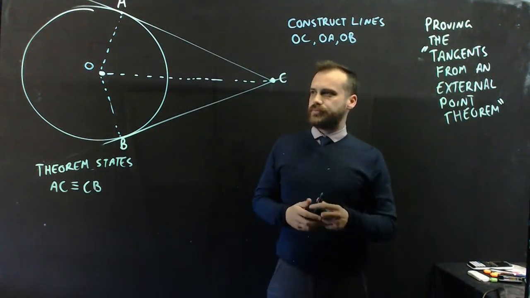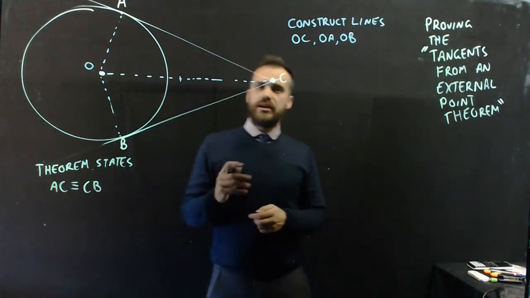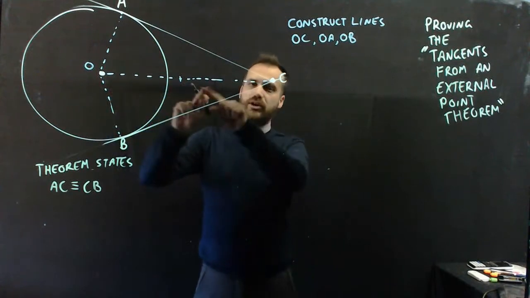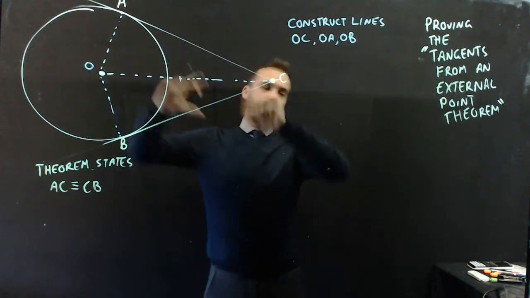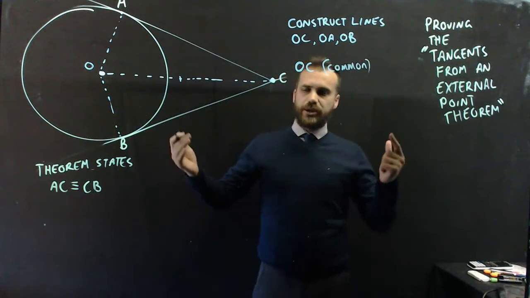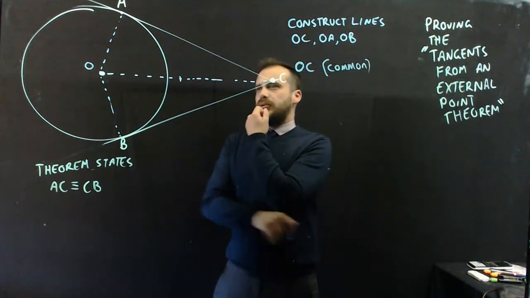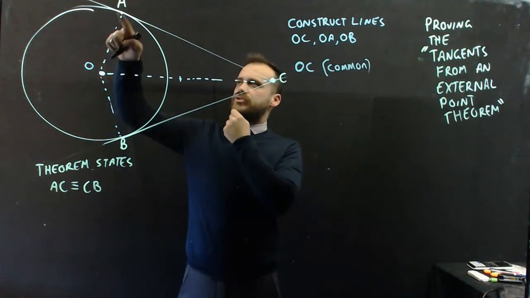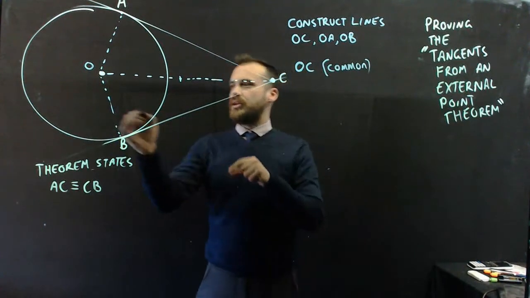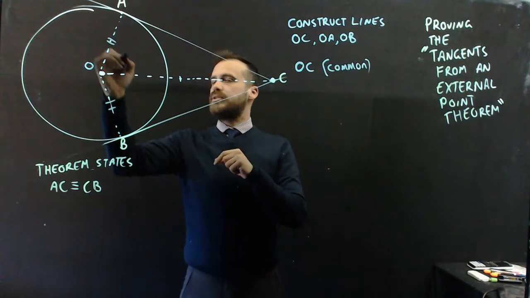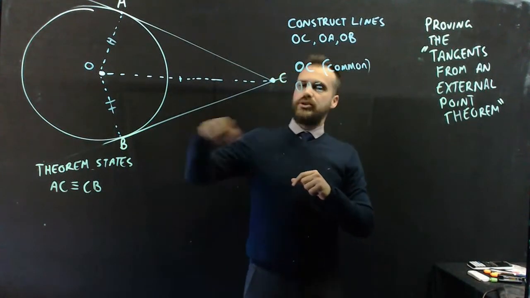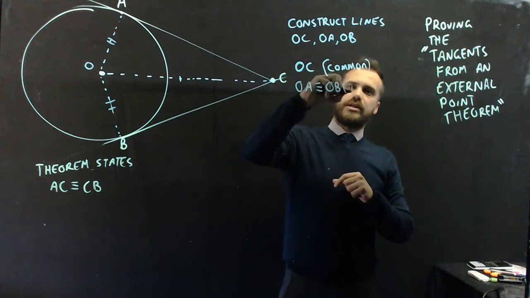How can we do that? Well, OC is a common side, right? Both triangles have a line OC. This one and this one both have OC. So I'm just going to write that OC is common. Now, what else can I see? Well, this side here is interesting, and this side here is interesting. In fact, they're so interesting that they're equal because they're both radii. So I can say that OA is congruent to OB because they're both radii.